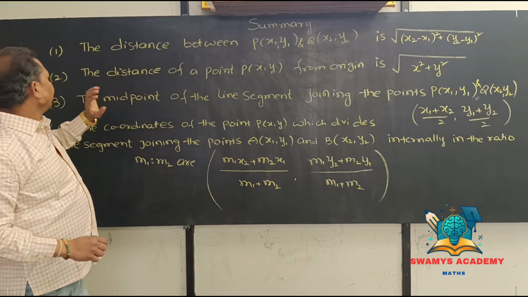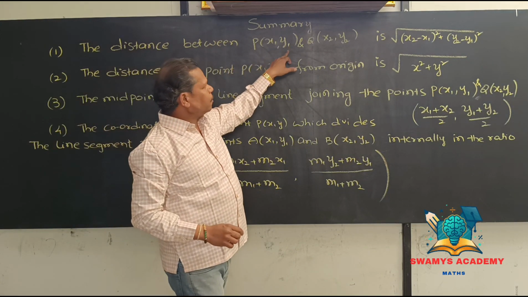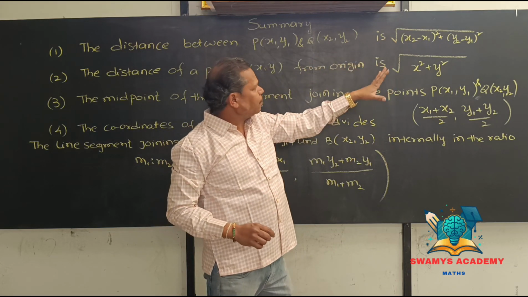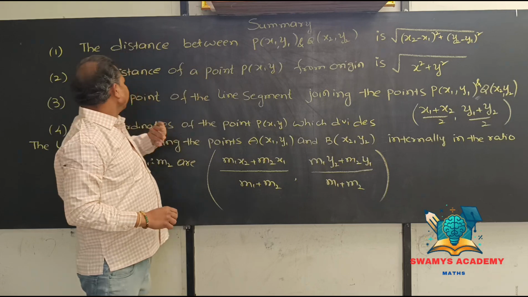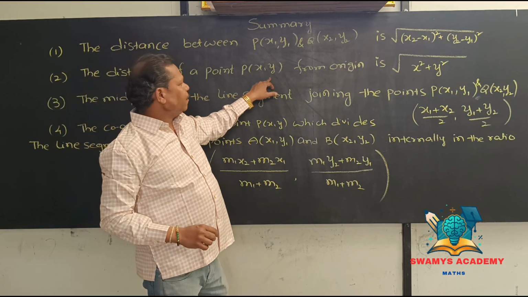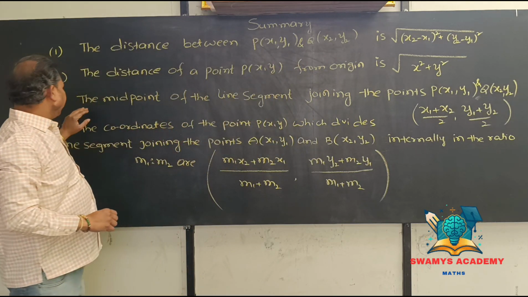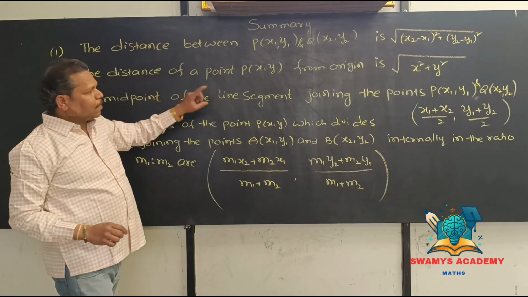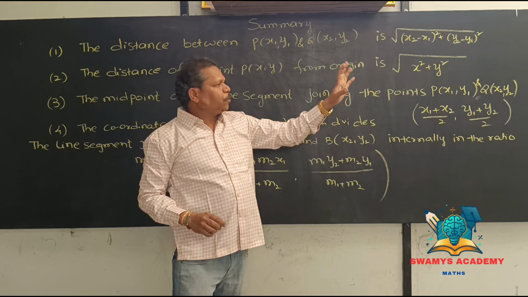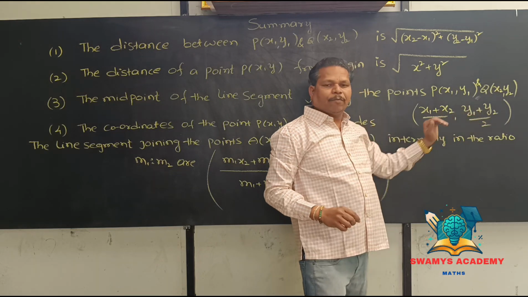Overall summary of coordinate geometry. First point: the distance between P x1 comma y1 and Q x2 comma y2 is square root of x2 minus x1 whole square plus y2 minus y1 whole square. Second point: the distance of the point P x comma y from the origin is square root of x square plus y square. Third point: the midpoint of the line segment joining the points P x1 comma y1 and Q x2 comma y2 is x1 plus x2 by 2, y1 plus y2 by 2.